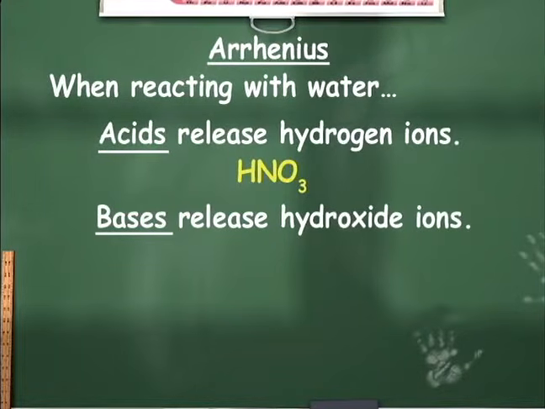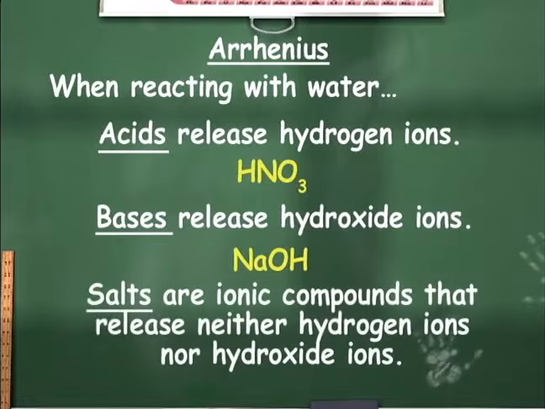Sodium hydroxide, or NaOH, on the other hand, is a base that contains the hydroxide ion, OH with a -1 charge. When sodium hydroxide reacts with water, it dissociates, releasing the hydroxide ion into the water. According to Arrhenius, an ionic compound that produces neither the hydrogen ion nor the hydroxide ion is called a salt.